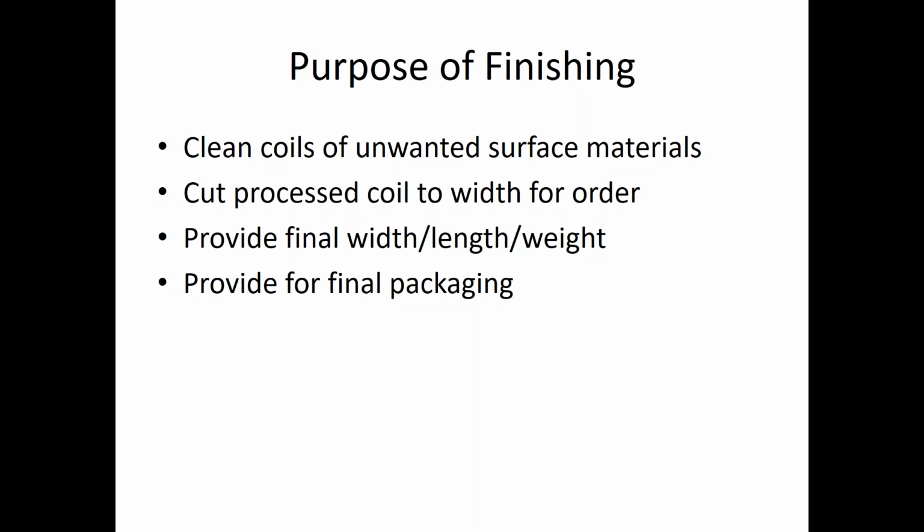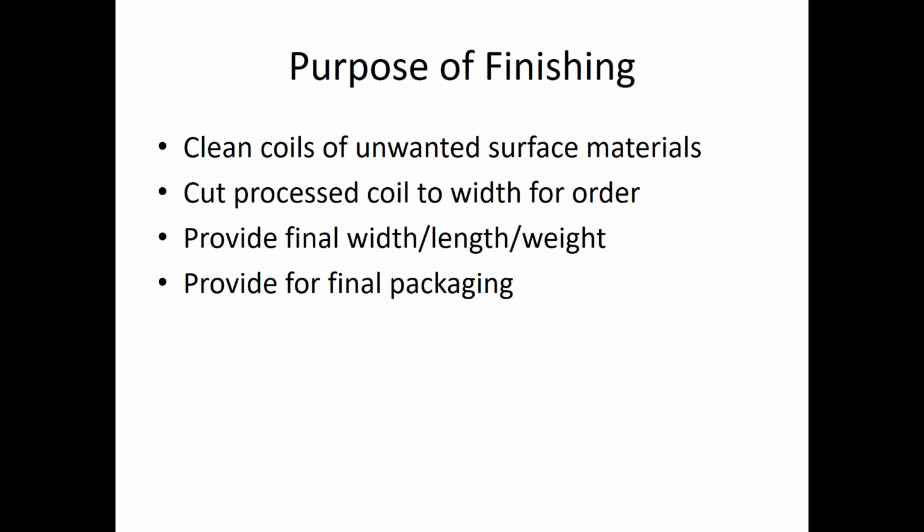In finishing, you also slit it. You cut processed coils to width for the order. You provide the final length, width, and weight. Okay, you slit to width. Sometimes a mill or a manufacturer can only handle 100-pound coils, 200-pound coils, or their machines will only take a maximum 300-pound coil on the payoff. So you have to look at all that.